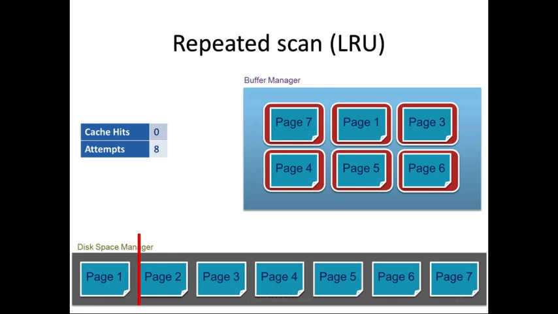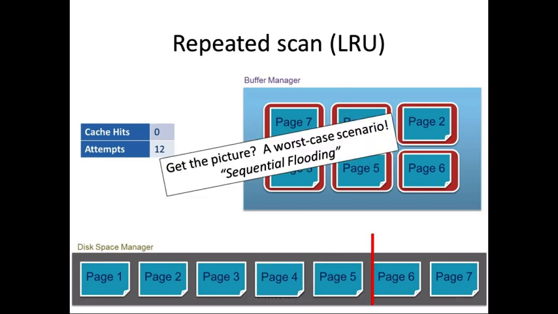Now we need to read again page 2. Well, we are very unlucky, of course. We just kicked it out of the buffer zone, and we need to bring it back at the place of page 3. Immediately after that, we need page 3, and therefore we need to bring it back at the place of page 4 and so on. And you can see how this goes. The number of attempts increases, but the cache hits remain at 0.